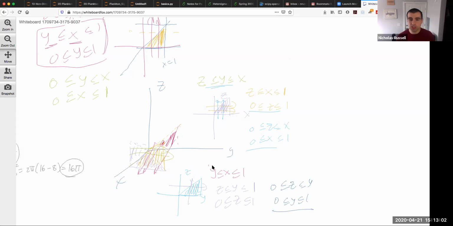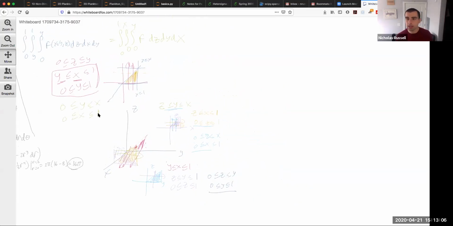And now here are your 6 regions of integration. These are the 6 different ways you can write this: dz dx dy, dz dy dx, dy dx dz, dy dz dx, dx dy dz, dx dz dy. And you do this via these kinds of ways. So at least trying to draw the picture as best as you can gives you some insight.